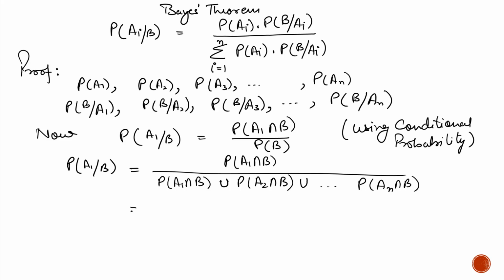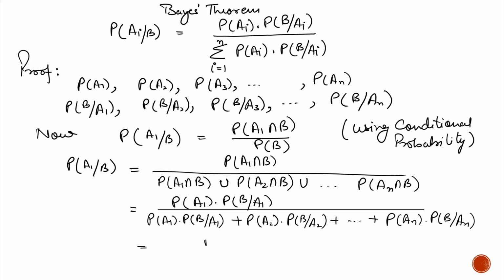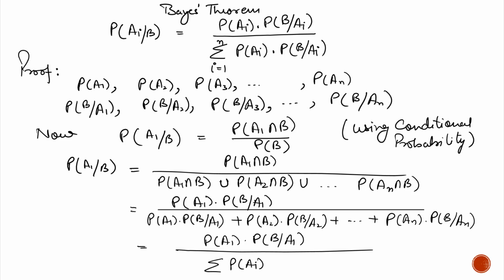And we can rewrite this as probability of A1 into probability of B by A1, divided by probability of A1 into probability of B by A1 plus probability of A2 multiplied by probability of B by A2 and so on till probability of An into probability of B by An. So the formula is probability of A1 into probability of B by A1 divided by summation of probability of Ai into probability of B upon Ai, where i starts from 1 to n.